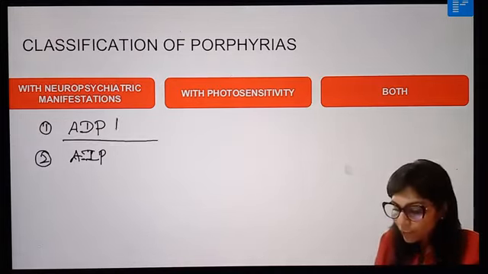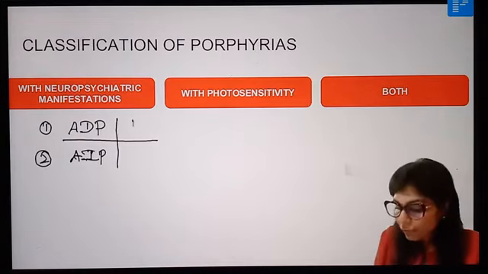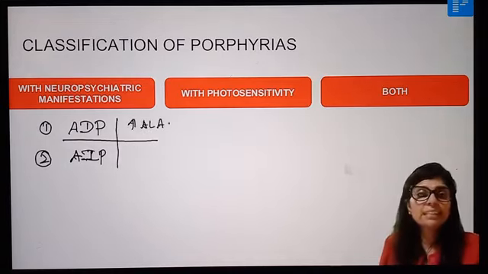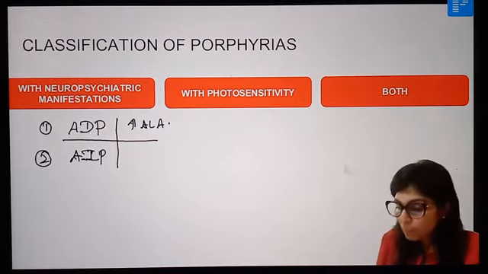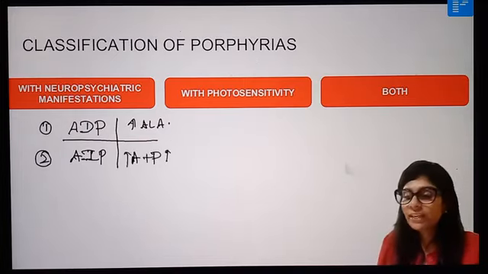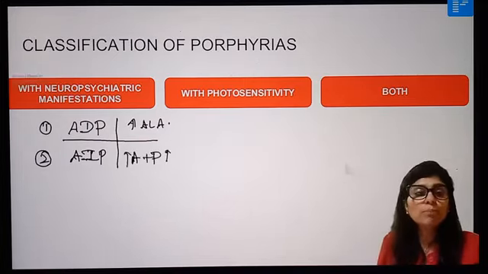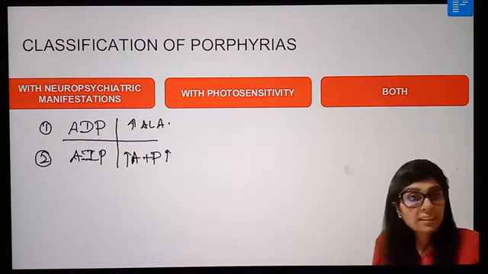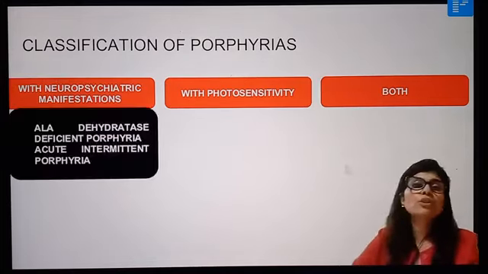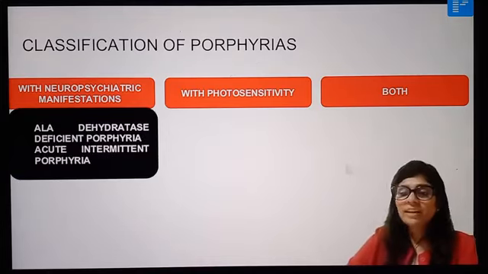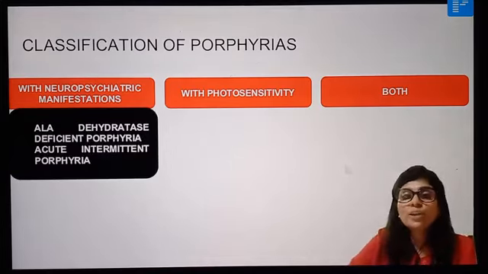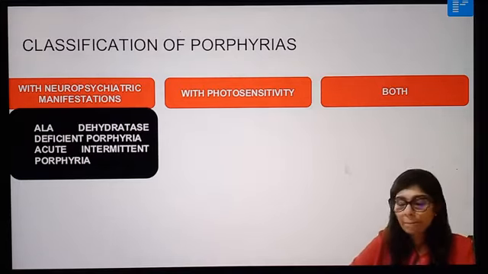And how will you differentiate these 2? If only ALA is high, it is ALA dehydratase defective porphyria. If both ALA and PBG are elevated, that is acute intermittent porphyria. Clear? So the first category with neuropsychiatric manifestations is ALA dehydratase defective porphyria and acute intermittent porphyria.